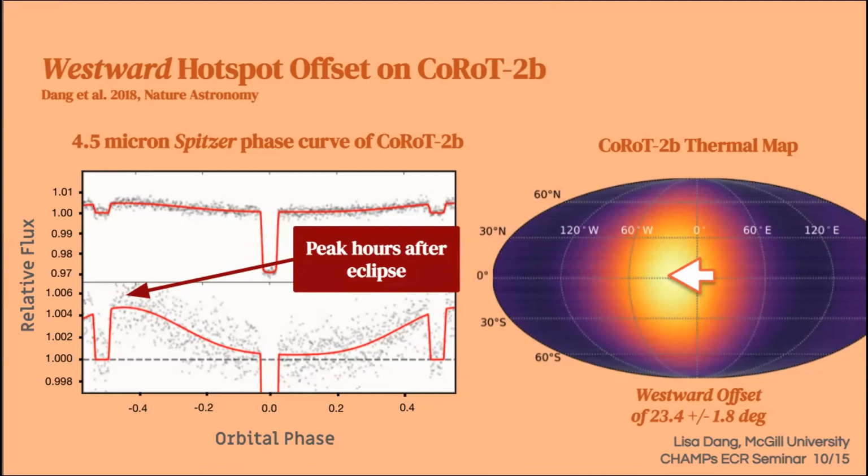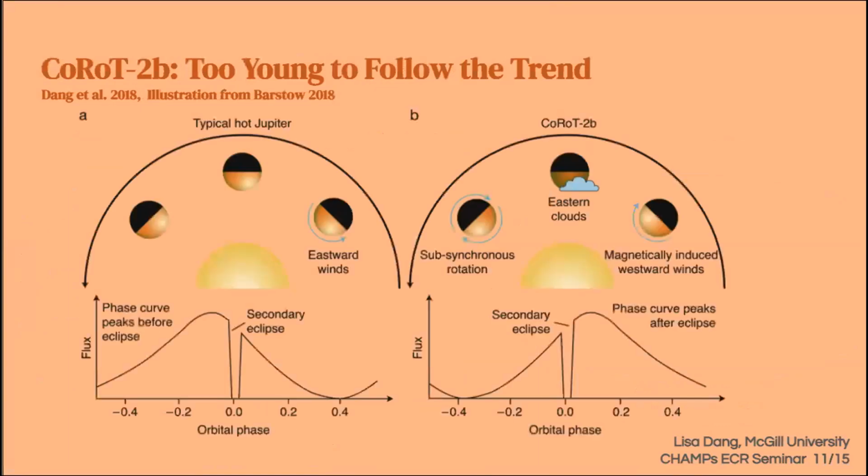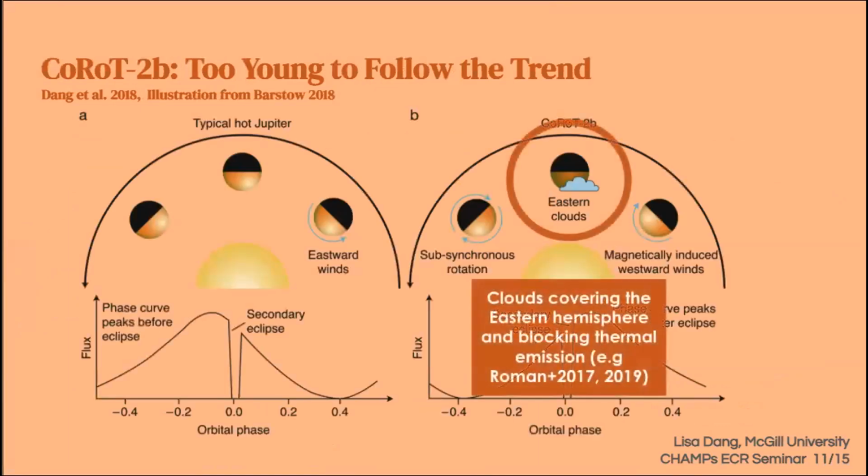And so while this defied the prediction, but also the results we got previously for other hot Jupiters, the westward offset here could be explained by 3 possible scenarios. And so the first hypothesis is clouds covering the eastern dayside hemisphere, hence blocking thermal emission and sculpting the phase curve. However, it's hard to explain how these clouds would have gone there without invoking westward winds.